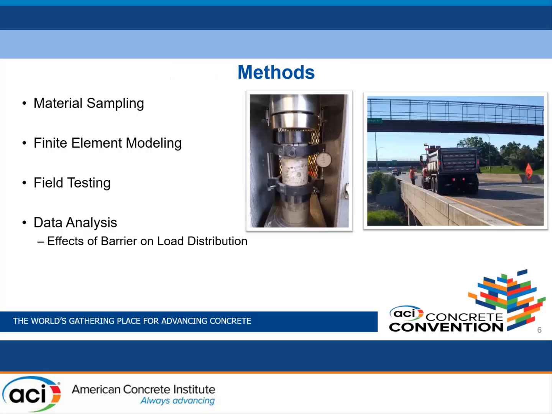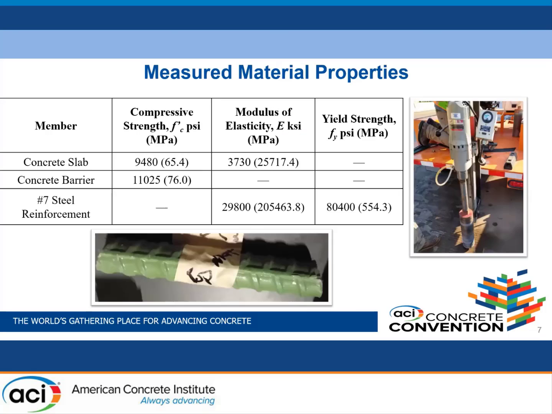So our methods: we sampled materials from the bridge deck and used those, along with the geometry of the bridge, to develop the finite element model. Then we conducted field testing, static tests and dynamic tests, and analyzed the data, looking specifically at the effects of the barriers. In the finite element model, we ran the model with the barriers included and then without the barriers. For the field test, we conducted tests near and away from the barrier to look at how the barrier might influence load test results.